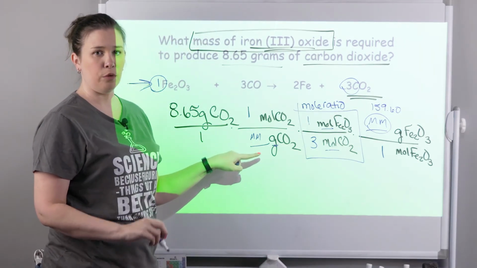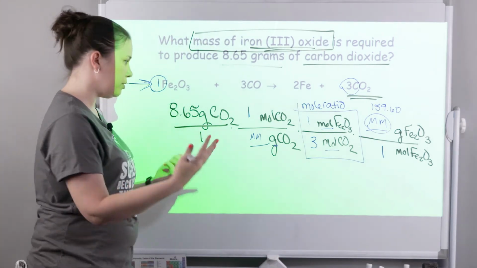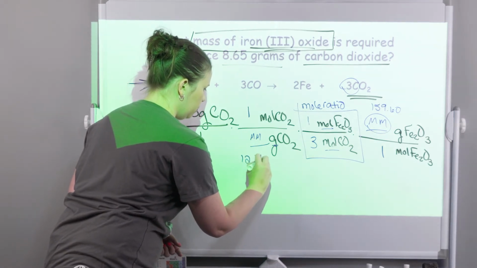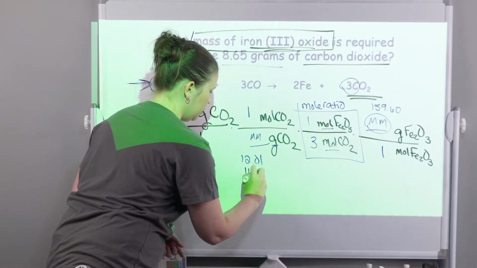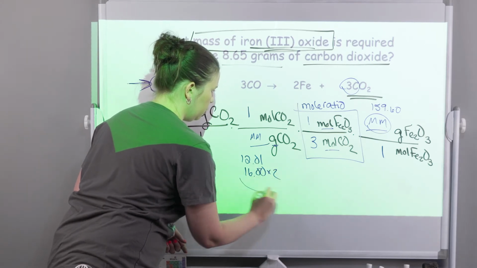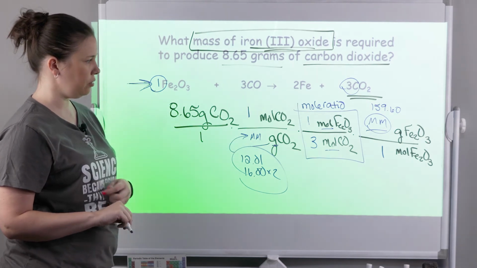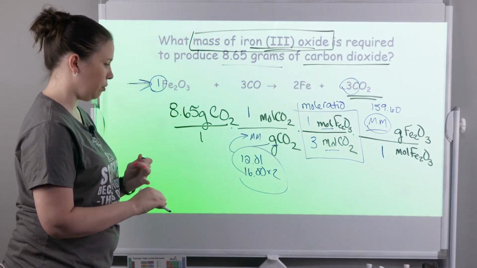Now we need to find the molar mass of carbon dioxide, which will be a little different than carbon monoxide because it has that extra oxygen. So here you're finding 12.01 and 16 times 2 for your carbon and your 2 oxygens to plug in for your molar mass here. And then you should be ready to solve the problem.